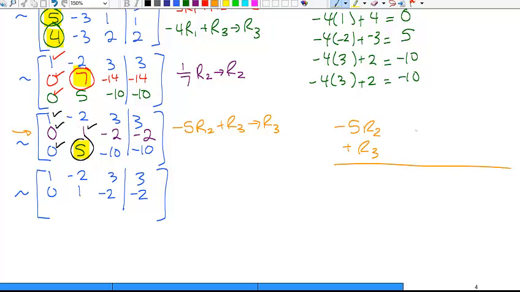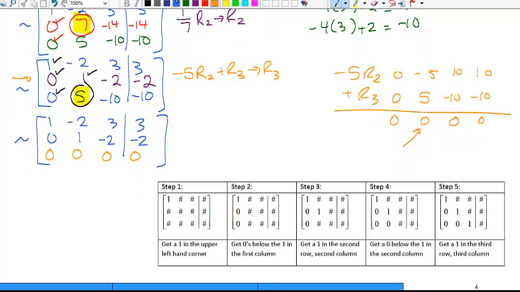-5 times row 2 gets me 0, -5, positive 10, positive 10. Row 3 I have 0, positive 5, -10, -10. When I add down I get 0 and I get 0. That's what I was hoping to get, but accidentally I also get zeros on everything else. This is not my fault. I did not make a mistake. It just happened that way.